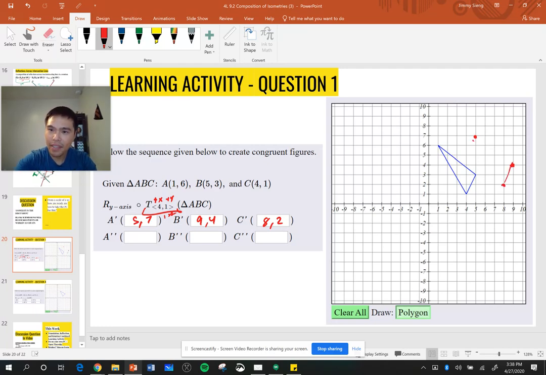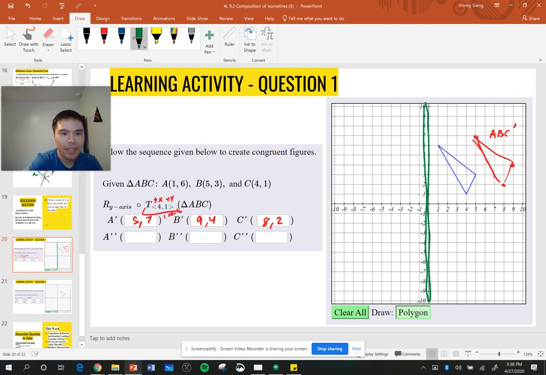So I have something that's about right there. Let's just call this A, B, C prime. But that's not what you're trying to draw, okay? What you're trying to draw is A double prime, B double prime. So what's going on is you're reflecting off this y-axis. So that's what we're doing second, is reflecting.